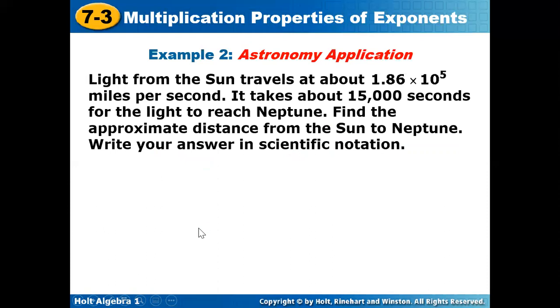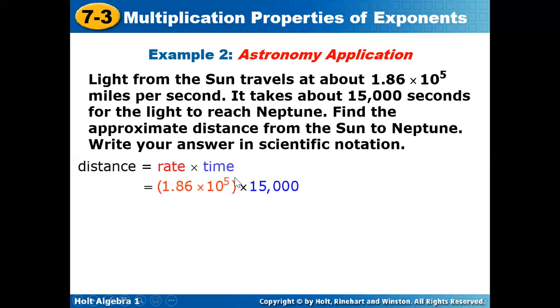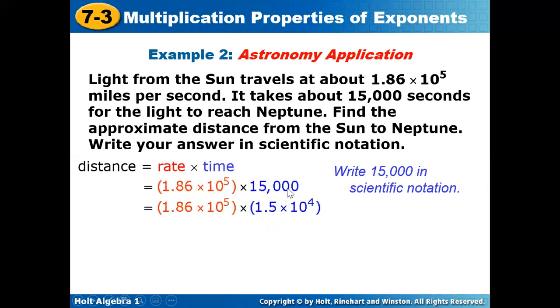All right, so we're going to do one little word problem. Light from the sun travels at about 1.86 times 10 to the 5th miles per second. It takes about 15,000 seconds for the light to reach Neptune. Find the approximate distance between the sun and Neptune. 1.86 times 10 to the 5th times 15,000, right? We got to write 15,000 in scientific notation. 1, 2, 3, 4. So 1.86 times 10 to the 5th times 1.5 times 10 to the 4th.